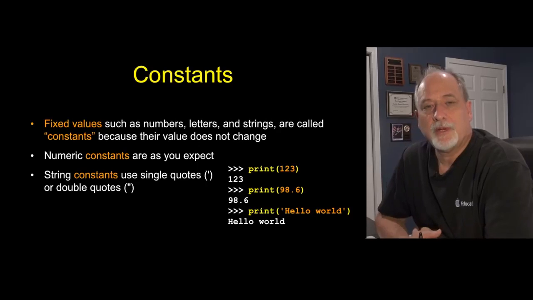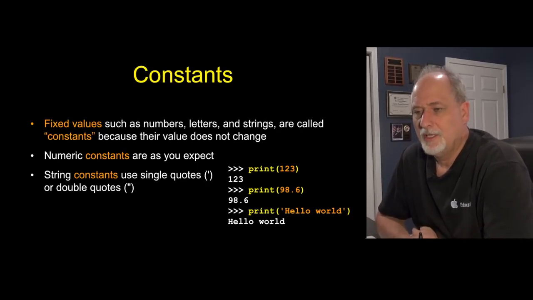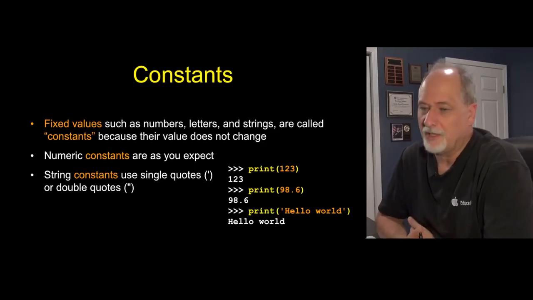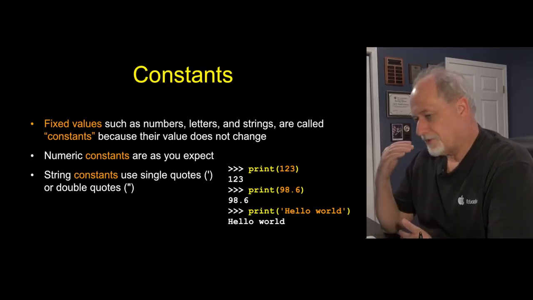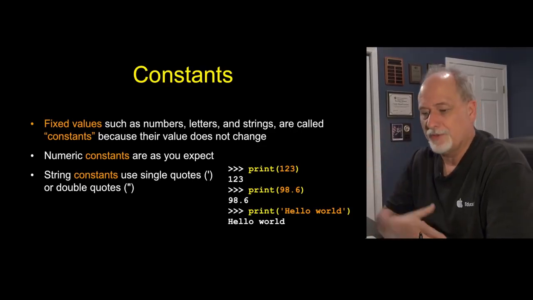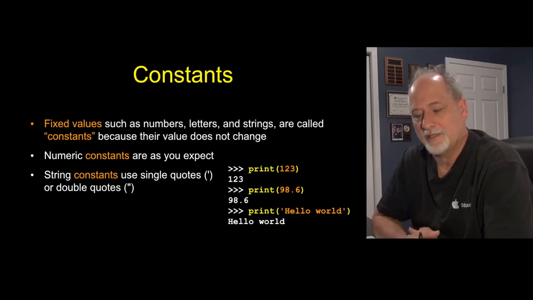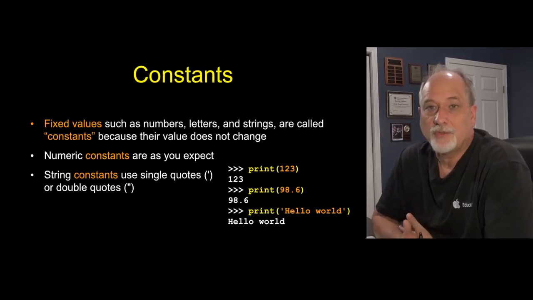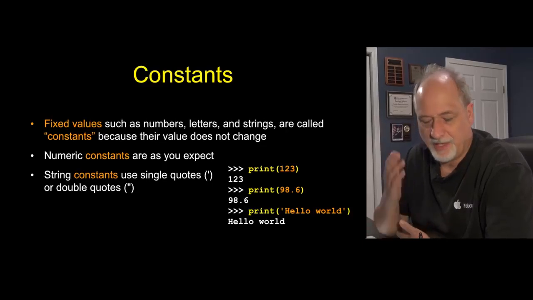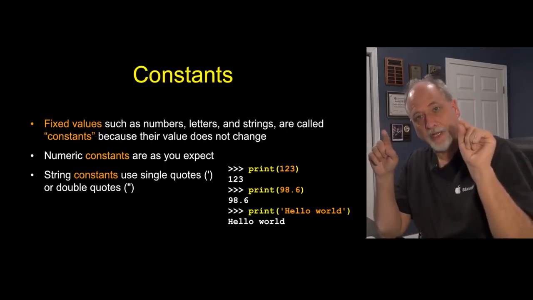The first thing we have to talk about is constants. We call them constants because they don't change. They're numbers, strings, etc. And we use them to start calculations, or if something is greater than 40 hours, we're going to do something, and so 40 is the constant in that situation. So we have 123, we have 98.6, we have hello world, which is a string by enclosing it in quotes.